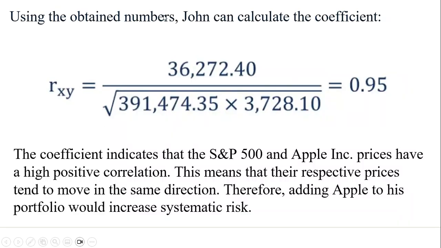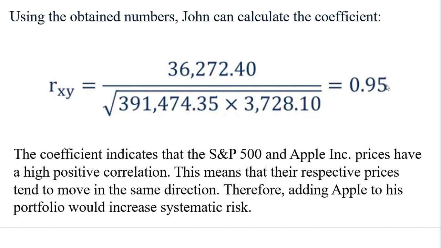So using the obtained number, John can now calculate the what? The coefficient, which is what? 36,000, 272.40 divided by the square root of 391,474.35 times 3728.10. When you find this now, you are going to have your coefficient to be what? 0.95.